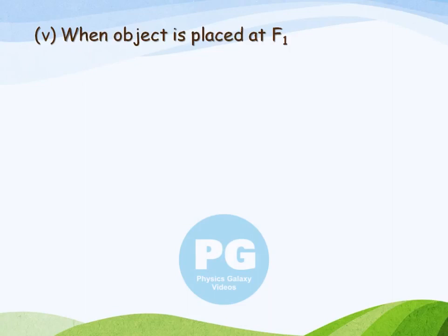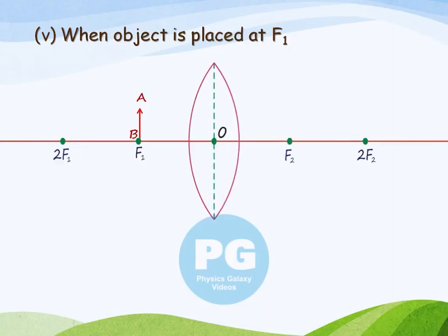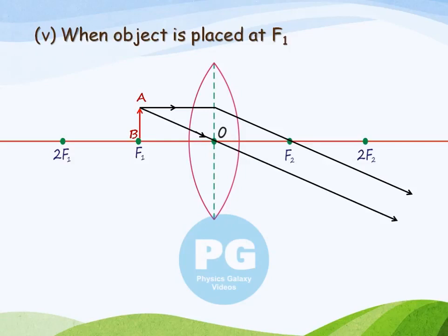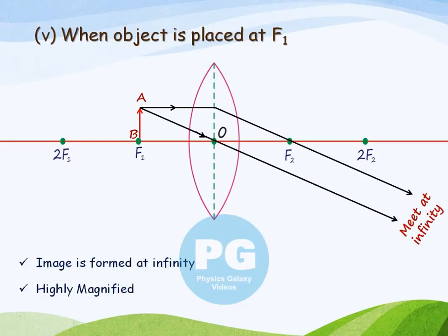When object is placed at f1, the same object AB is now placed at f1. A ray of light parallel to principal axis will pass through the principal focus on the other side of the lens, and the second ray of light which passes through optical center will go undeviated. And we see that these two refracted rays are actually parallel to each other, so they will meet at infinity. So we say the image is formed at infinity, and it will be highly magnified. Here we will not talk about real or virtual, we will just say the image is formed at infinity, which is highly magnified.